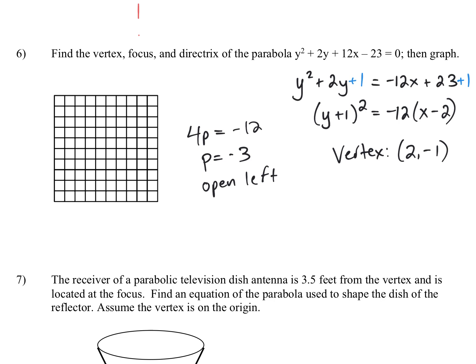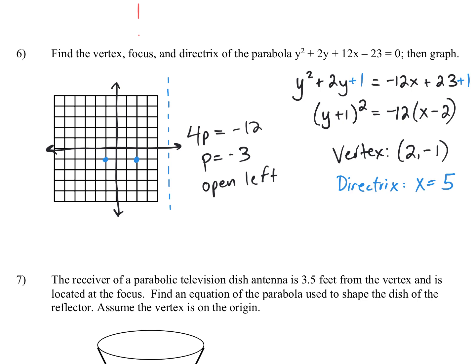So 2, -1. I'm just planning out my graph here. Don't want to shortchange too much with space. All right, so we start with our vertex 2, -1. It is there. We know that our p-value is -3, so 1, 2, 3 units to the left. And then it looks like I shortchanged our directrix, but it would be over here at x equals 5, 3 units to the right of our vertex.